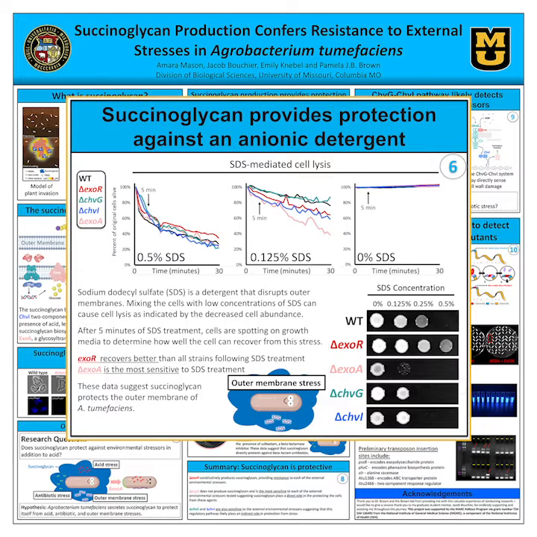In this assay, we spotted cells on agar plates after 5 minutes of exposure to the indicated percentage of SDS. We find that the ExoR mutant is more resistant to detergents, whereas the ExoA mutant is more sensitive than wild-type cells to the detergent. These findings suggest that succinoglycan protects the cells from membrane-disrupting agents, such as detergents.